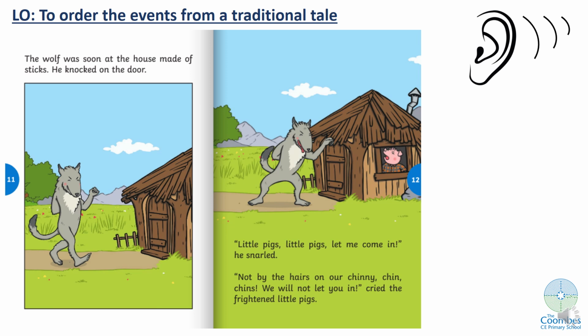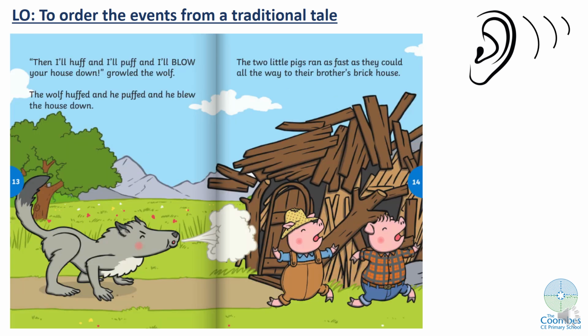The wolf was soon at the house made of sticks. He knocked on the door. Little pigs, little pigs, let me come in, he snarled. Not by the hairs on our chinny chin chins, we will not let you in, cried the frightened little pigs. Then I'll huff, and I'll puff, and I'll blow your house down, growled the wolf. The wolf huffed, and he puffed, and he blew the house down. The two little pigs ran as fast as they could, all the way to their brother's brick house.